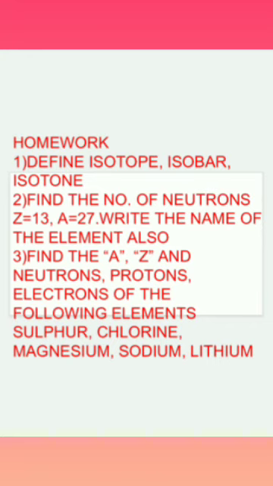And then find A and Z and neutrons, protons, electrons of the following elements: sulfur, chlorine, magnesium, sodium and lithium. Students, make a tabular column and write the element name, atomic number, number of protons, number of electrons, number of neutrons. Okay, and then write the atomic mass and atomic number.